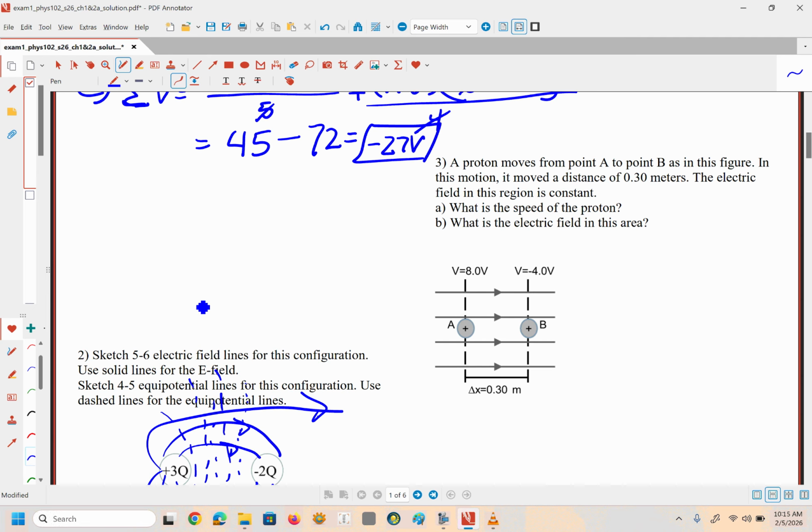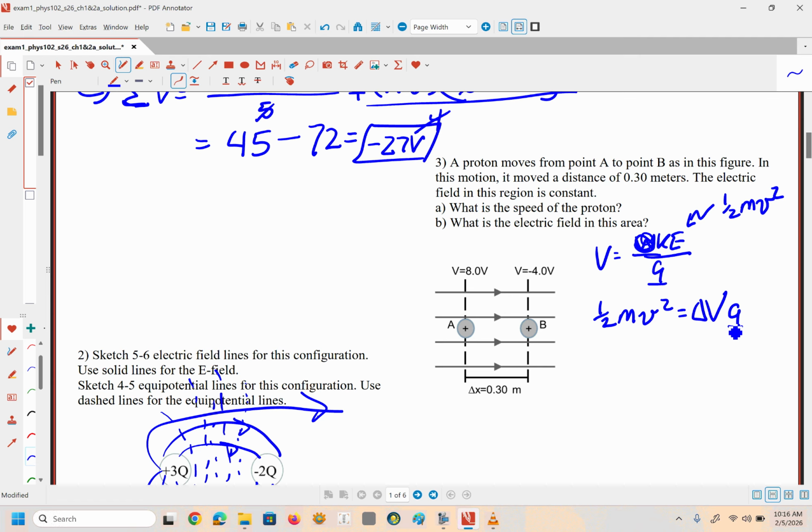Okay, what is here? I have a proton that moves from point A to point B. The electric field in the region is constant. What is the speed of the proton? Remember that potential is work, or we'll call it energy, I'm going to call it kinetic energy actually, since that's what we're doing, divided by charge. It's energy divided by charge. And this kinetic energy is equal to 1/2 m times the speed squared. So I can say then that 1/2 mv squared is equal to my change in potential times q.